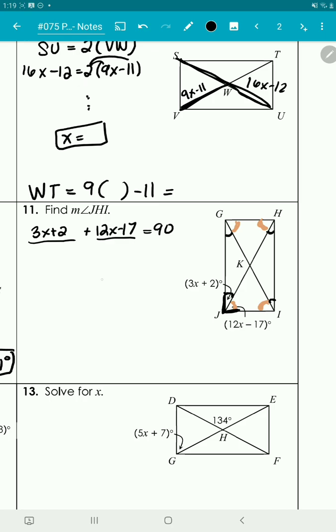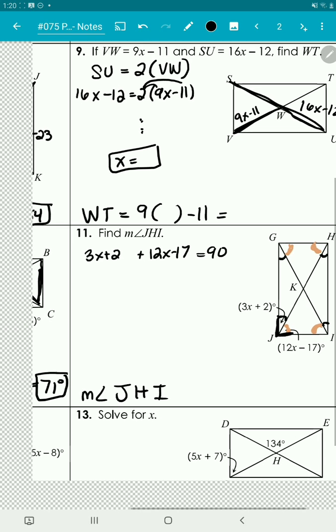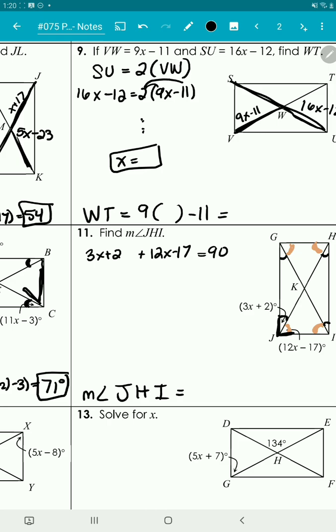Now I want you to go through, try and solve for x, and then try and figure out what the measure of angle JHI is. Go ahead and try that on your own. Go and pause the video and try and finish that one.